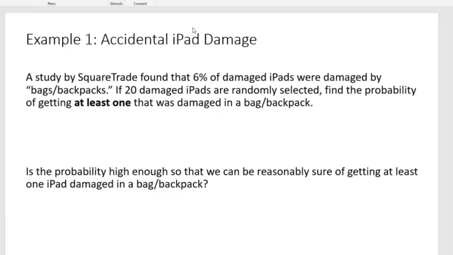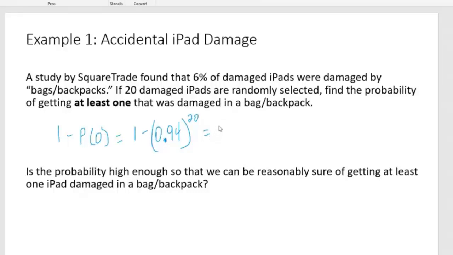And we've got 20 backpacks that we're dealing with. So what we can say is that 1 minus the probability that none of them were damaged in that bag or backpack. And I'm going to show you 2 ways to calculate this out. I can do 1 minus, well, what is the probability it's not damaged? 94%. But I don't just need that to happen once. I need that to happen for every single one of those 20. So I'm going to raise that to the 20th.